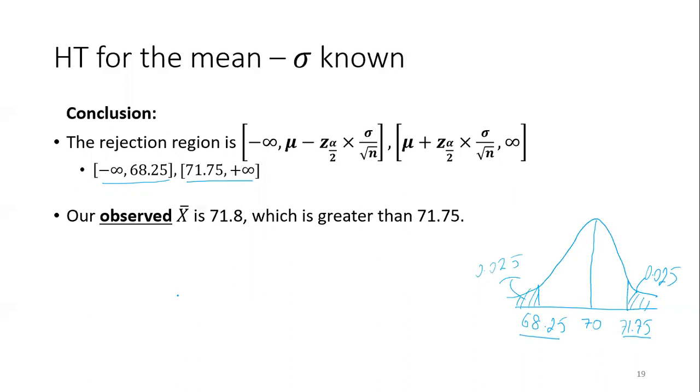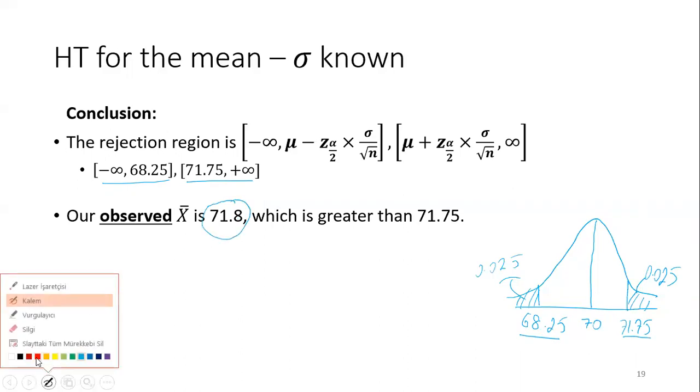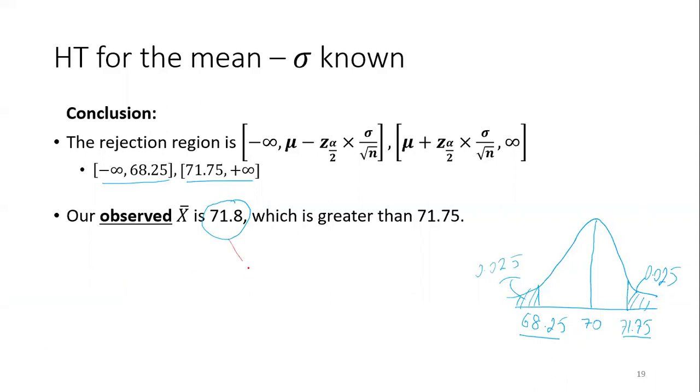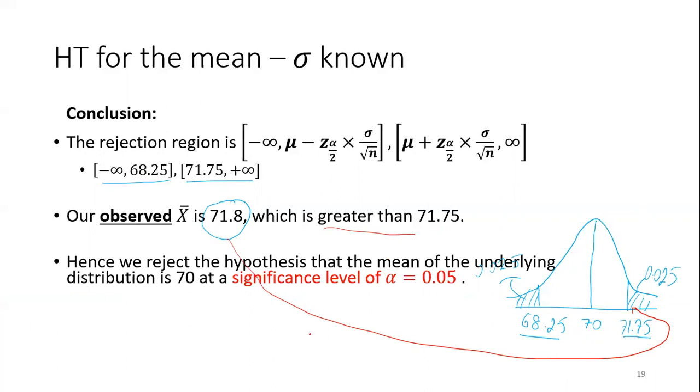Now let's check our observed X bar, which is 71.8. It turns out that 71.8 is somewhere here, okay? It's in the critical region, so it's greater than 71.75. Hence, we just reject the hypothesis. Remember, rejecting the hypothesis means we are saying it in favor of H1, at a significance level of alpha.